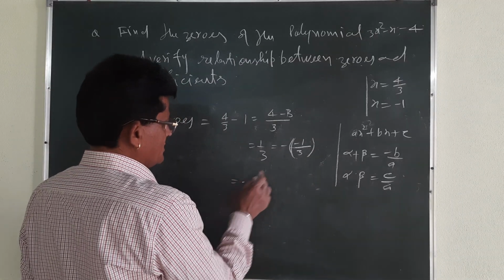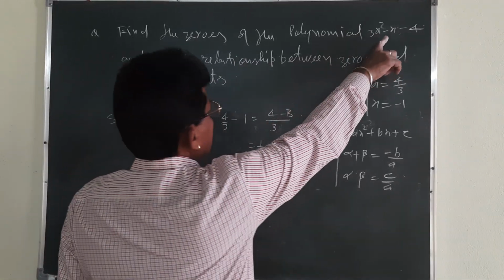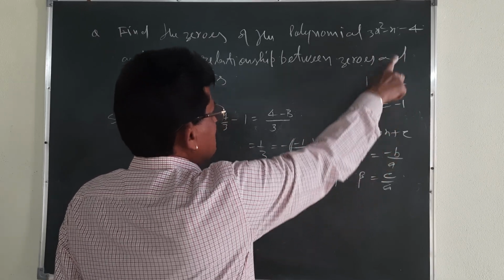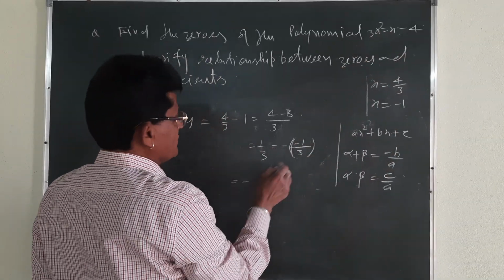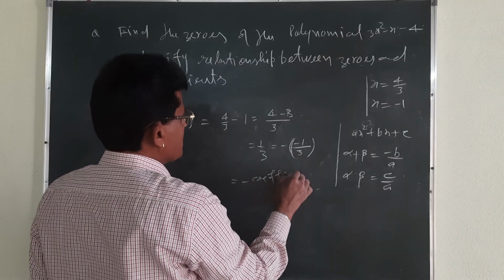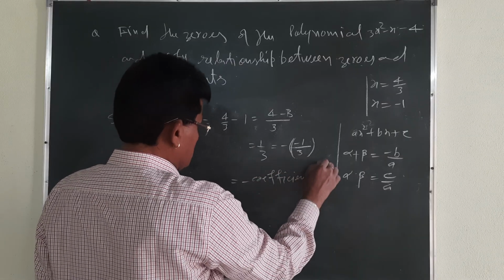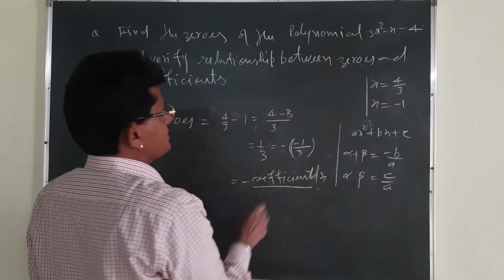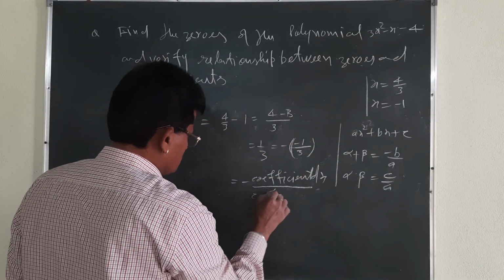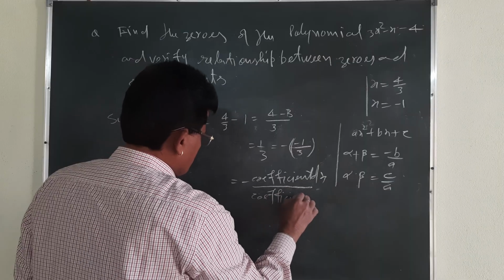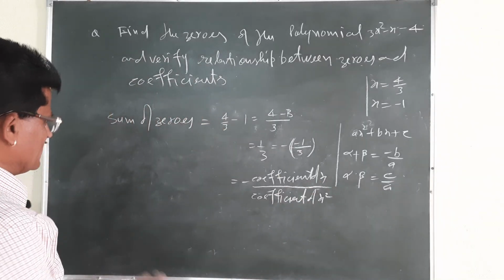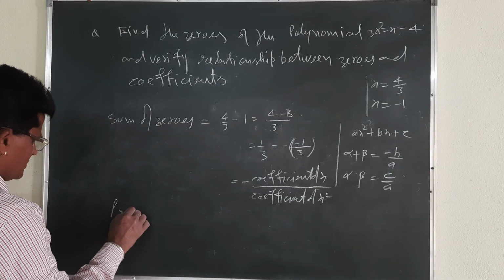Okay, negative sign, minus 1. Minus 1 is the coefficient of x, here it is b and here it is minus 1. That is why in place of minus 1 you write coefficient of x divided by 3, coefficient of x square. Very simple. Okay, let me take the product of zeros.